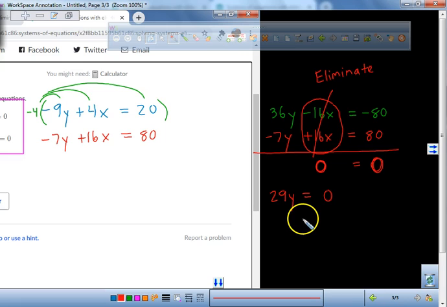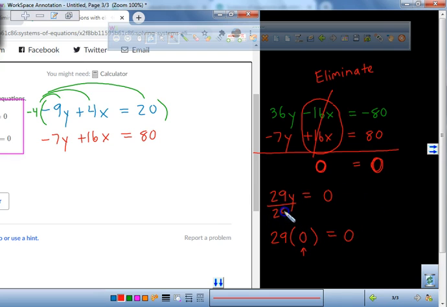Now this is where students are like, I don't know what to do. Think about it this way. Ready? Let's go back to the 4th grade, guys. Go back to the 4th grade. Here we go. What number would I have to plug in there to make it equal to 0? 29 times what is 0? That's right. So my y is 0.